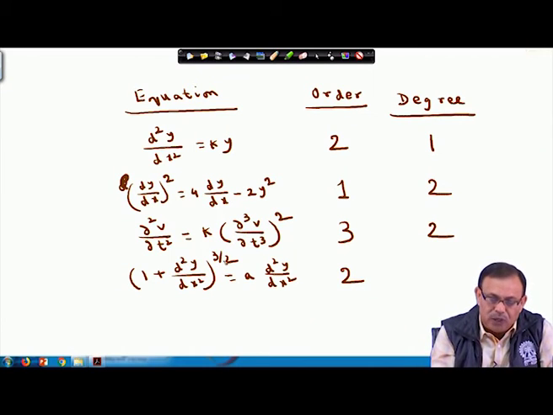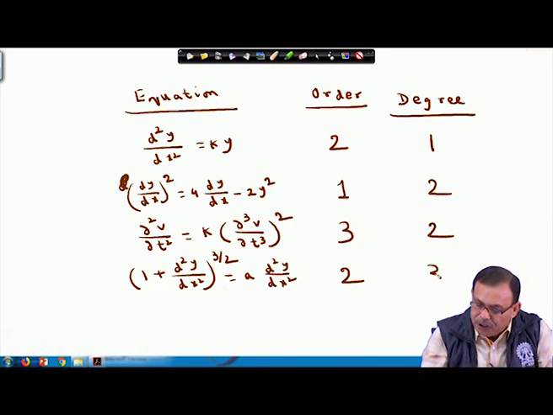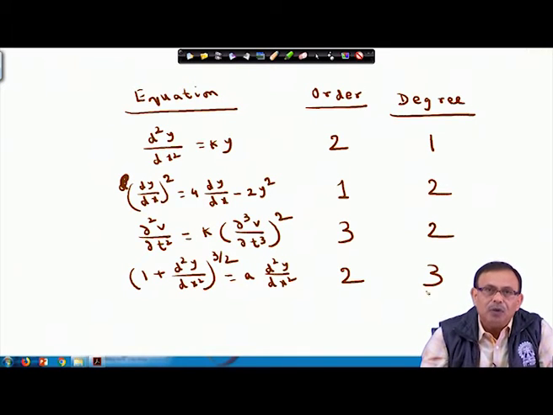The degree is 3, because if I wish I can square both sides, so that the 3/2 power will be cancelled. On the right-hand side there will be a whole square, and on the left-hand side there will be a cube. Therefore, the degree of this equation will be 3. Like this way we find out the order and degree of a partial differential equation.